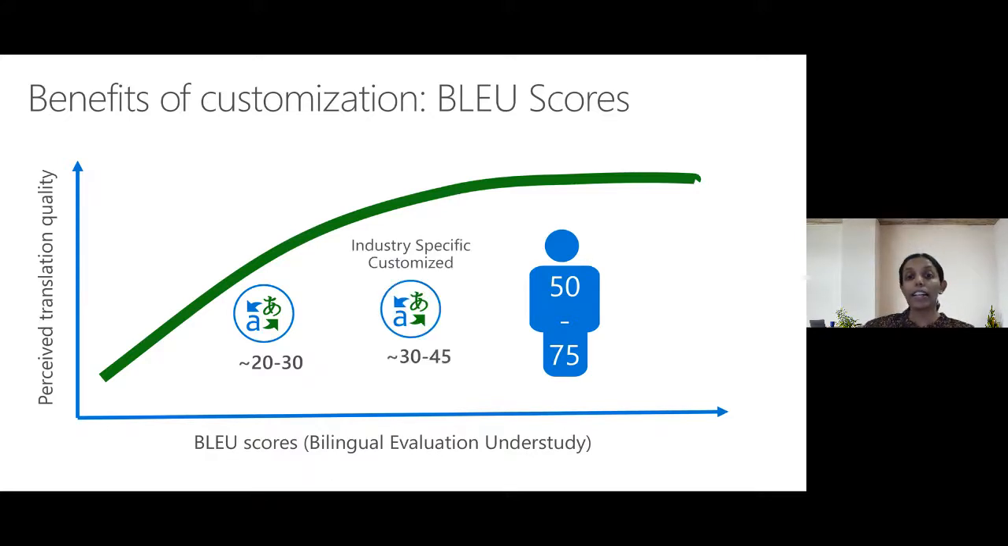And then the customized, industry-specific model. Supposing I use some data from healthcare to translate text from English to French or something. Compared to a general model, the industry-specific model has a bump in the BLEU scores, between 30 and 45. Obviously not as good as a human being, but not as bad as a generic model. So there's a trade-off between everything. Humans are expensive, and these general models end up being cheaper.